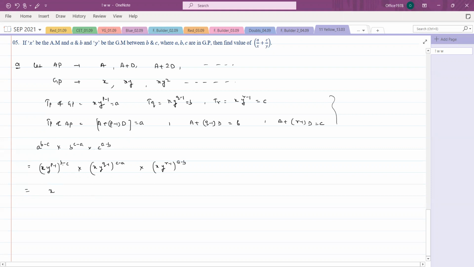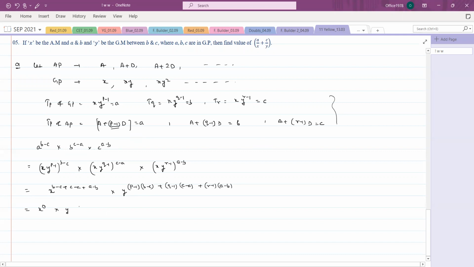That you will get x power b minus c plus c minus a plus a minus b. Then y raised to p minus 1 into b minus c plus q minus 1 into c minus a plus r minus 1 into a minus b. Am I correct? This became x raised to 0 into y raised to. So what about p minus 1? p minus 1 is what?